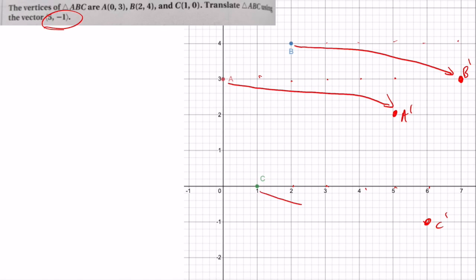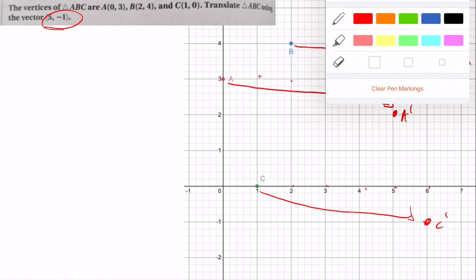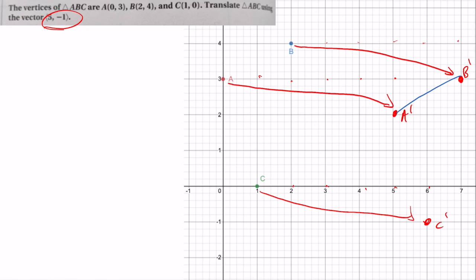And I know my lines aren't perfect, but that's just my artistic skill. It has nothing to do with the math. We went 5 over, 1 down for each. And if you drew these images, notice these triangles are exactly the same, because translating an object doesn't change the figure. They're still congruent figures.